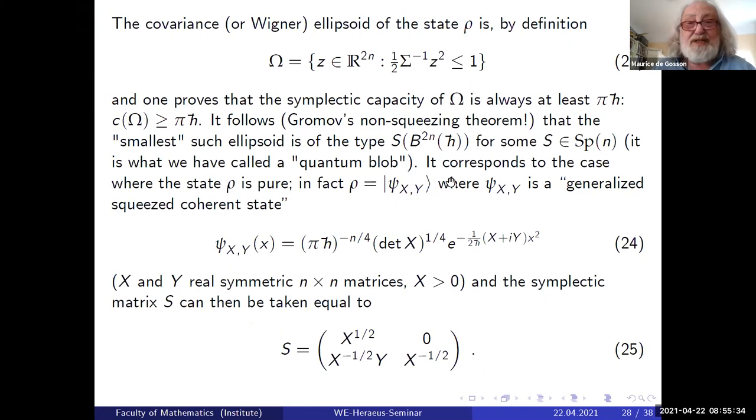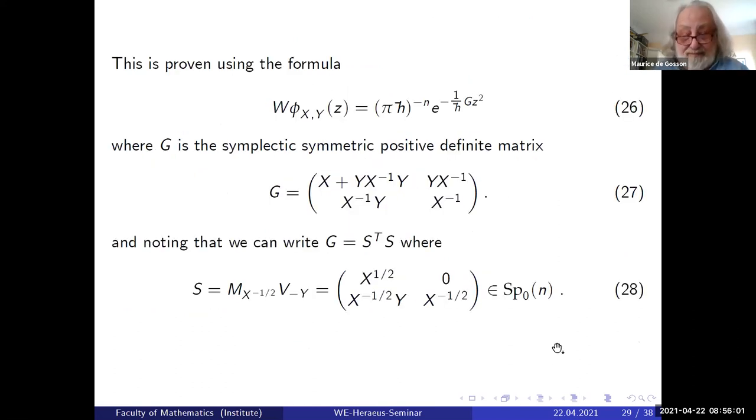And now let's specialize. If we take a pure state here, psi xy, that's a pure Gaussian, a generalized squeezed coherent state, then the matrix S corresponding to the ellipsoid omega is of the type 25 here. And it turns out that this is a local symplectic matrix. So we can apply the whole machinery to the study of the quantum propagation of such Gaussian states.